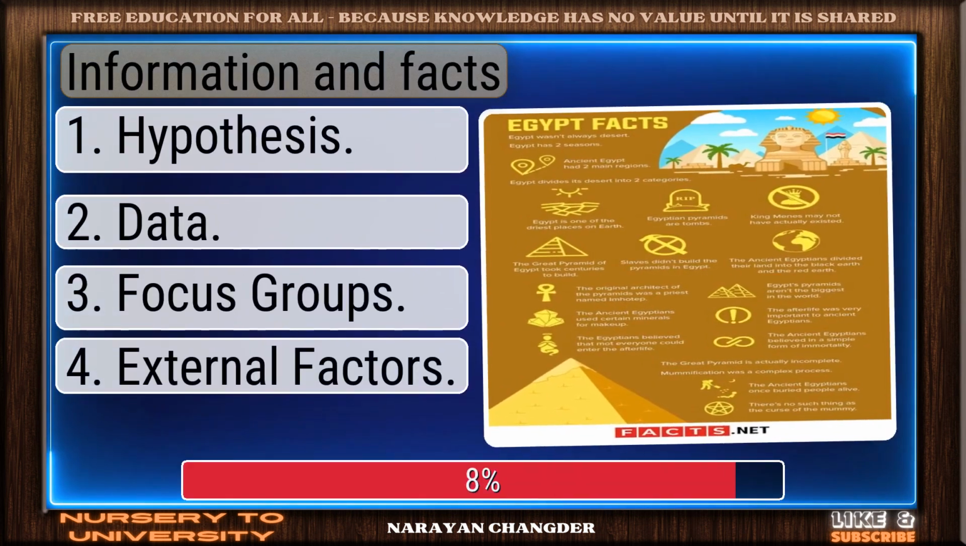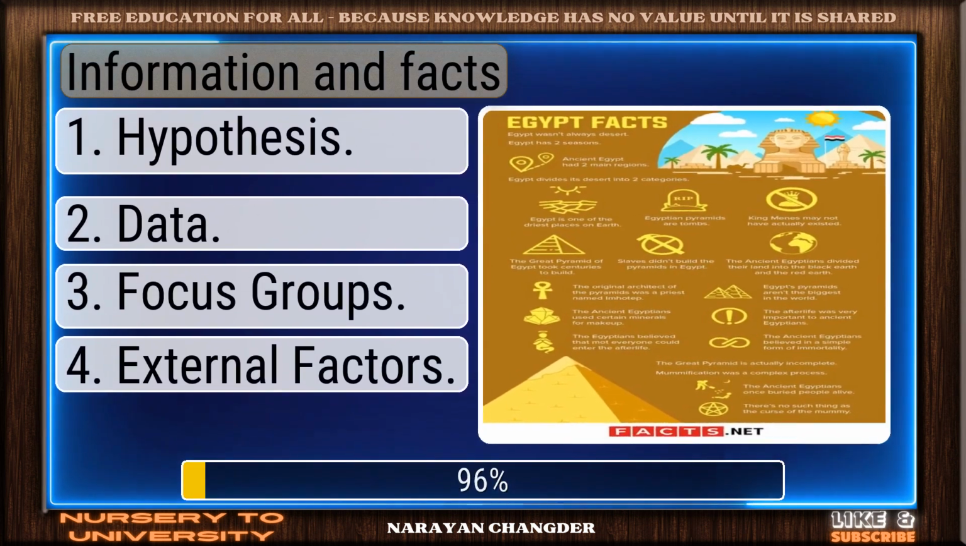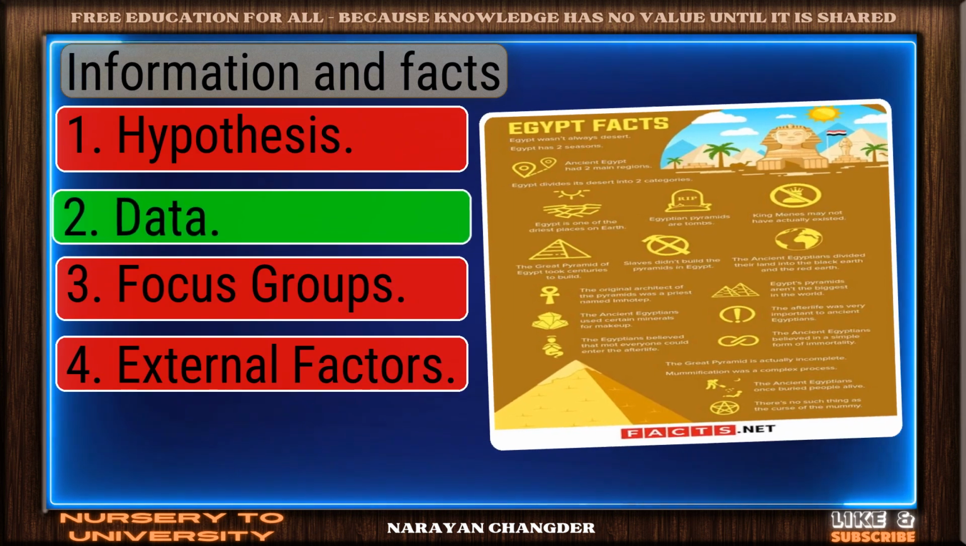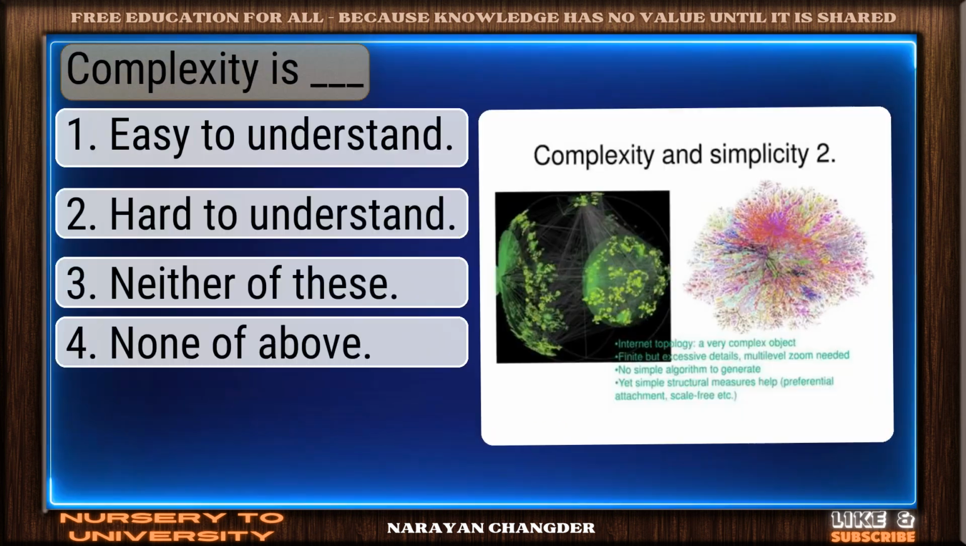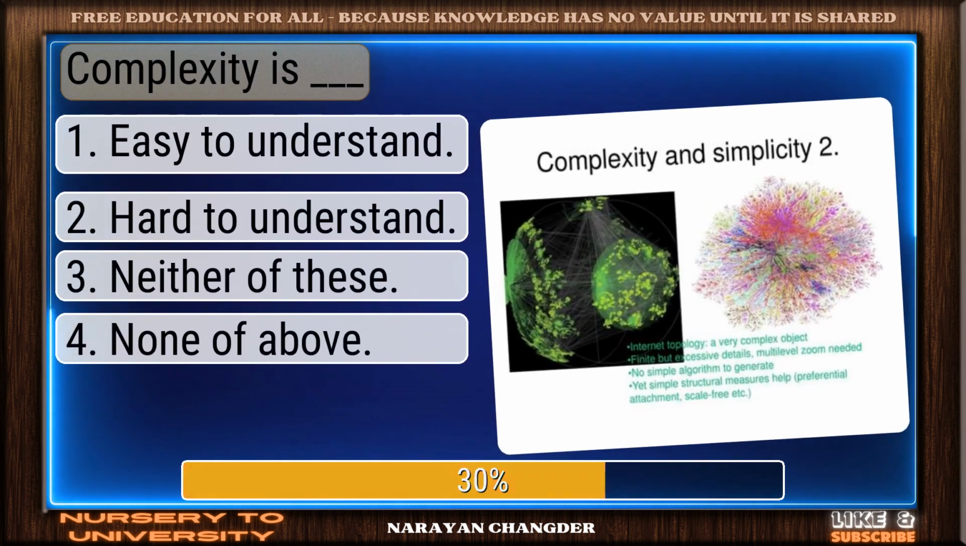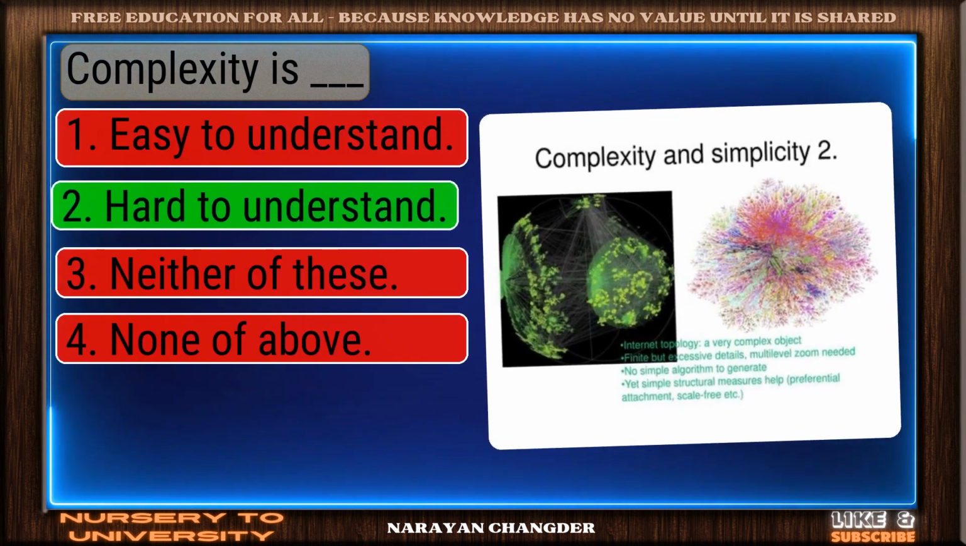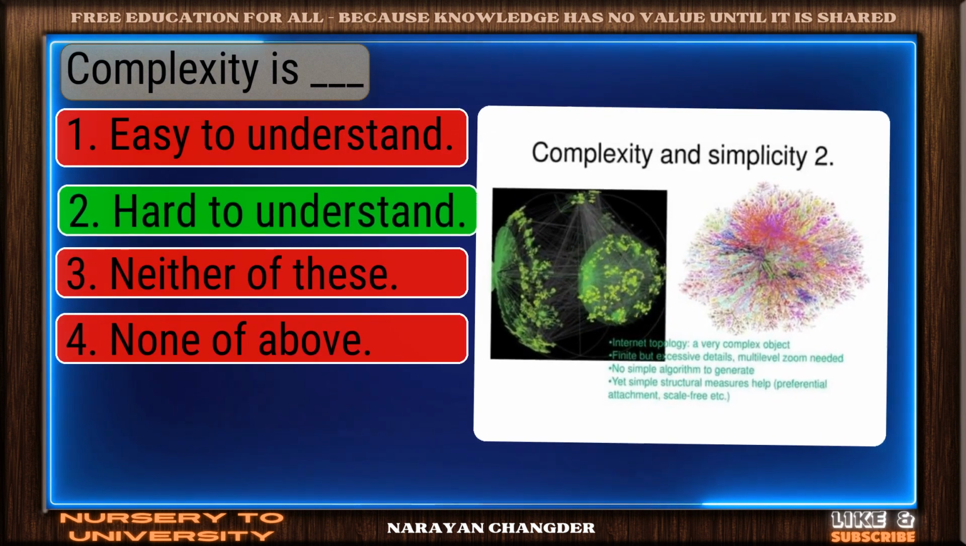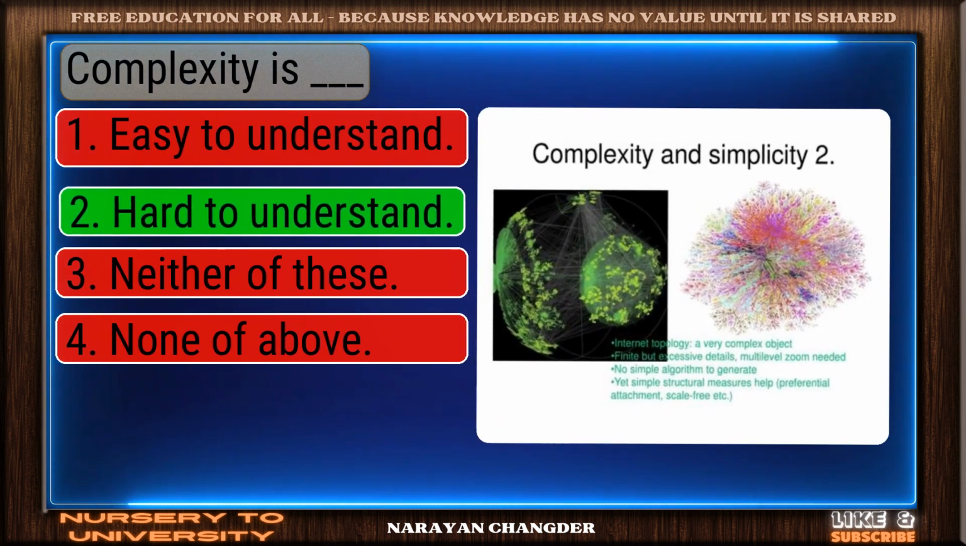Information and facts. Smart move. Data is an accurate answer. Complexity is dash. Good thinking. Hard to understand is the right answer.